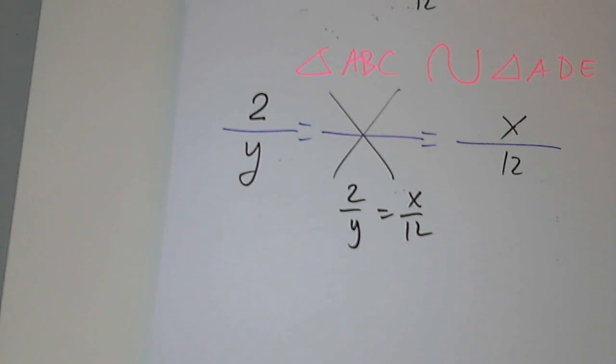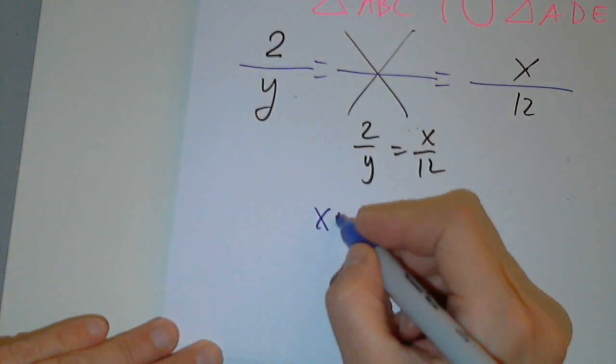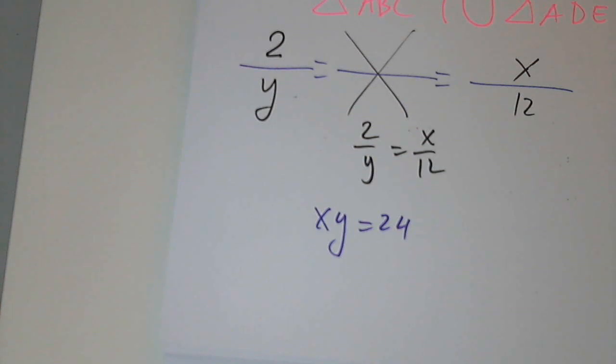And this is the equation that I need that connects x to y. That's all I care about. I found an equation that connects x with y. And now I can find the equation that relates dx over dt to dy over dt, and that's what I want. Of course, I'm going to cross multiply, and I have xy equals 24.